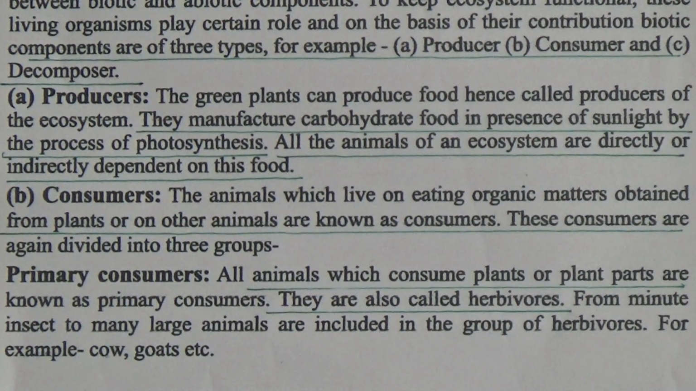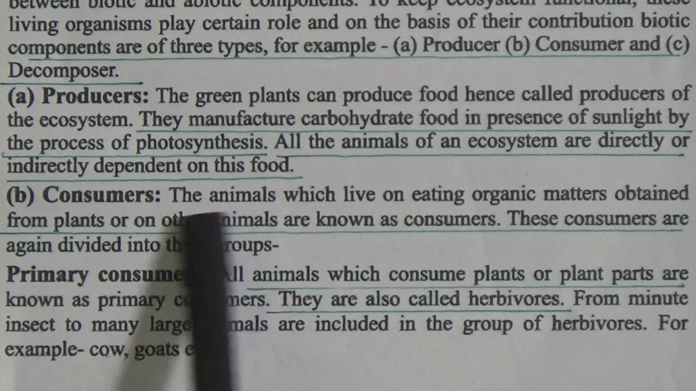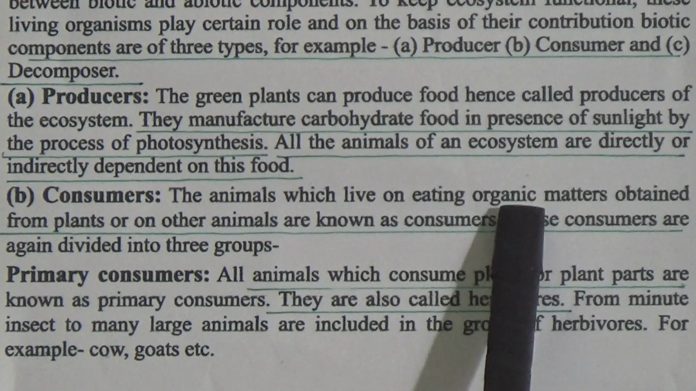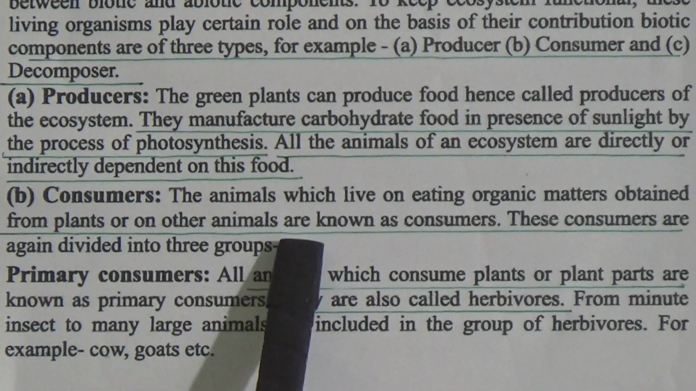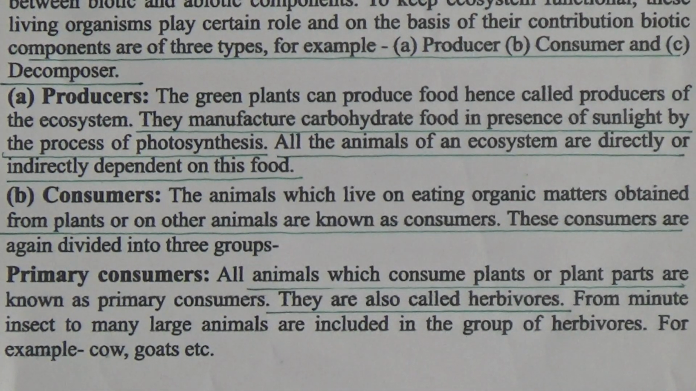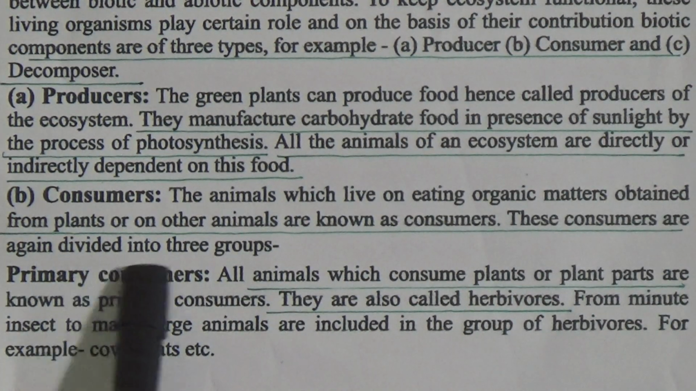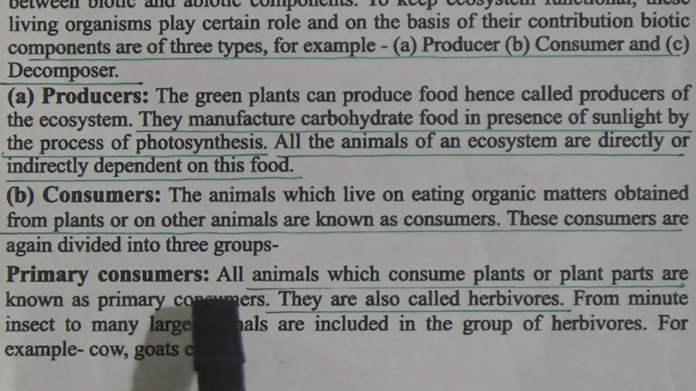Consumers. The animals which live on eating organic matter obtained from plants or on other animals are known as consumers. These consumers are again divided into three groups: primary consumers, secondary consumers, and tertiary consumers.